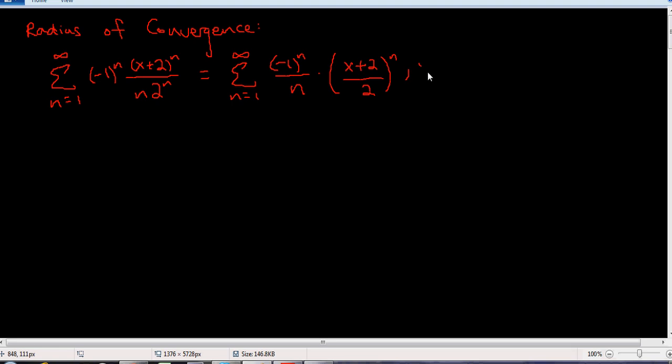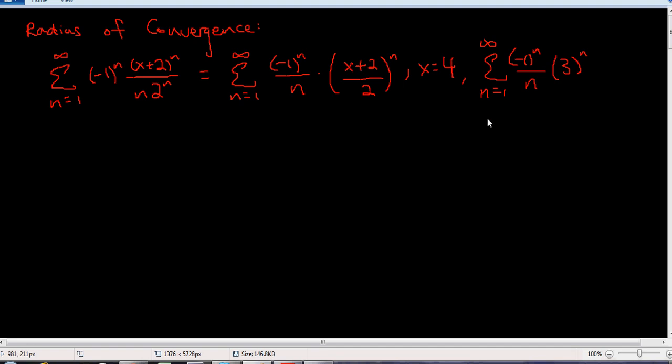let's say x is equal to 4, then I'm going to get the sum from n equals 1 to infinity of (-1)^n over n times, well, 4 plus 2 is 6, divided by 2 is 3. So it's 3^n. And if you take n to go to infinity, this thing is going to bounce back and forth between negative infinity and infinity.